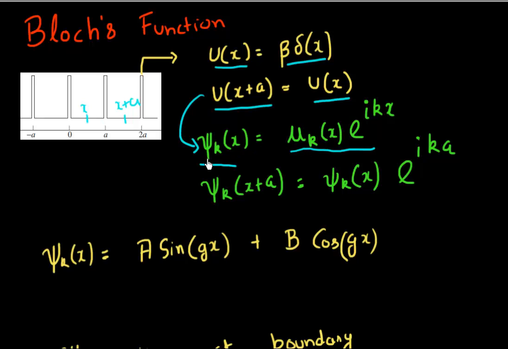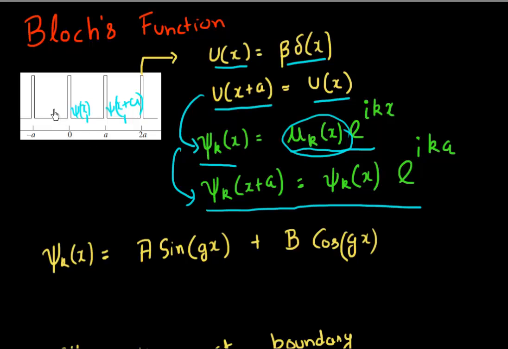where my small u_k also has a periodicity of a. So what I get now is that my wave function at a point x plus a is related to my wave function at this point x by this simple relationship.